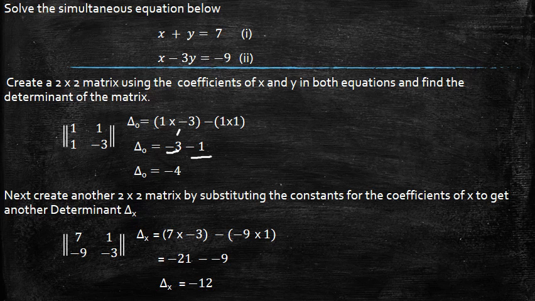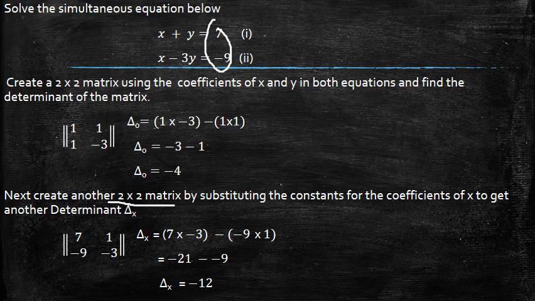So 1 times minus 3 is minus 3, and 1 times 1 is 1. But then we're subtracting here, so you have this minus sign. So minus 3 minus 1 is minus 4. So our theta naught is minus 4. And then the next step is to create another 2 by 2 matrix by substituting the constants. The constants are the two numbers you have on this side.